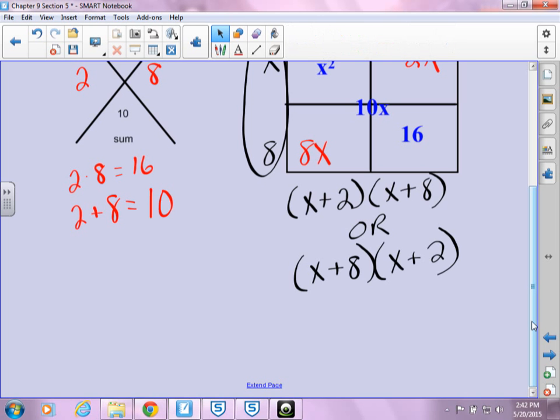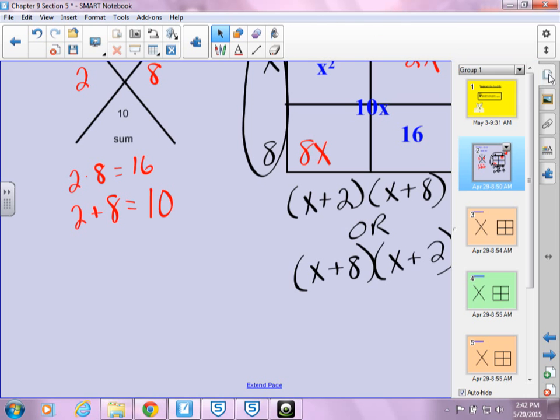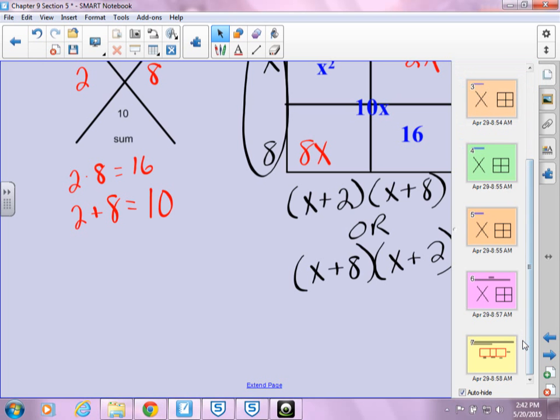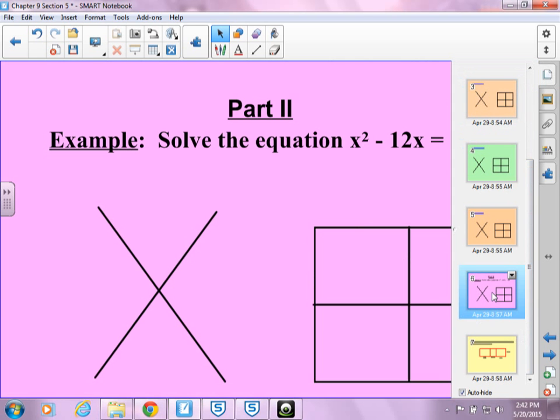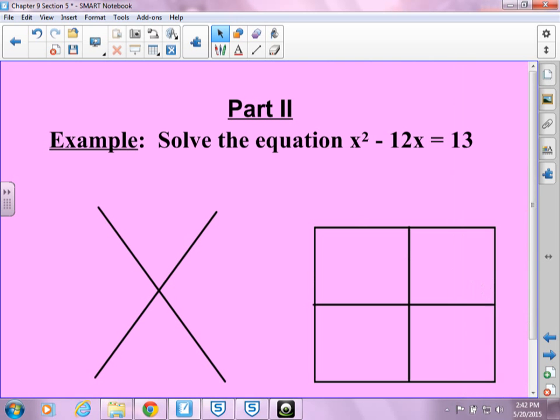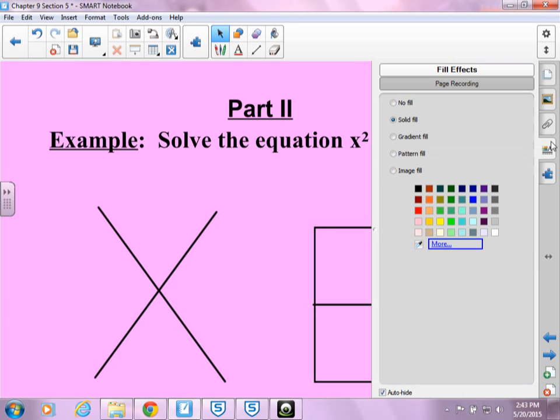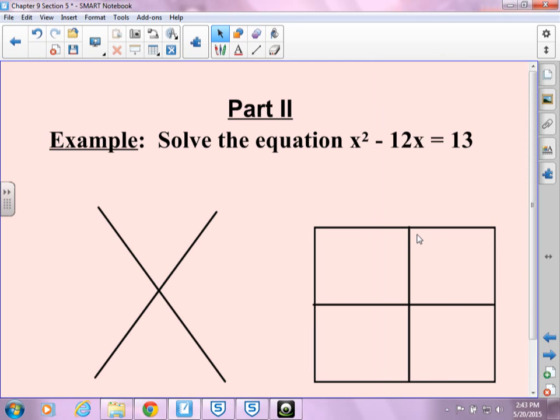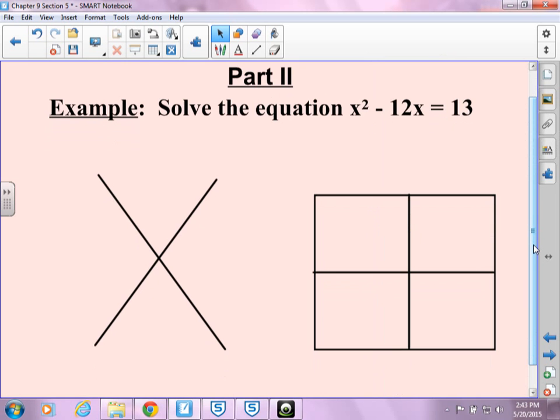Now, we've done this problem. We've done all the rest in this grouping. But today we're going to look at part 2. And you're going to notice that it asks us to solve the equation. I'm going to lighten this up just a little bit more because I think it'll be easier for you to see. So I've got to make sure it's in standard form. And you'll notice it's not in standard form.